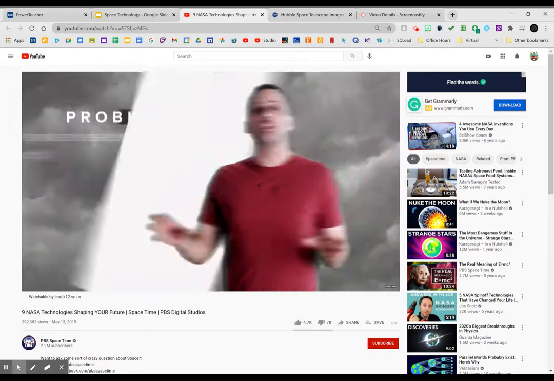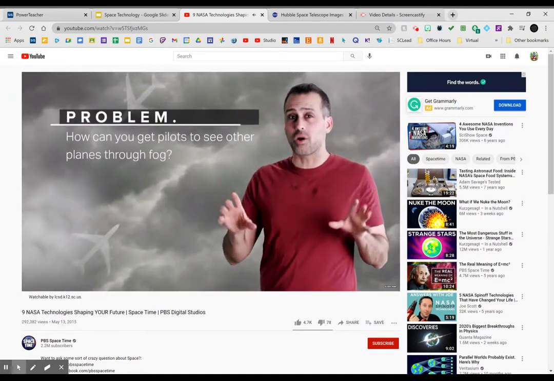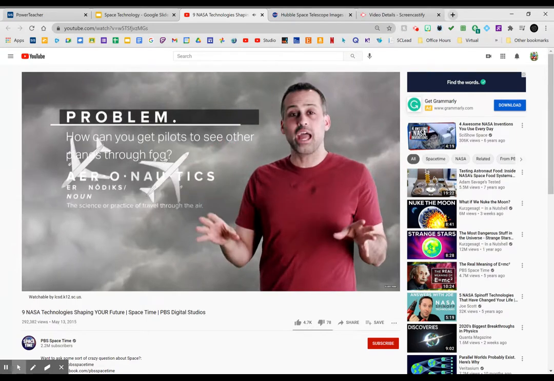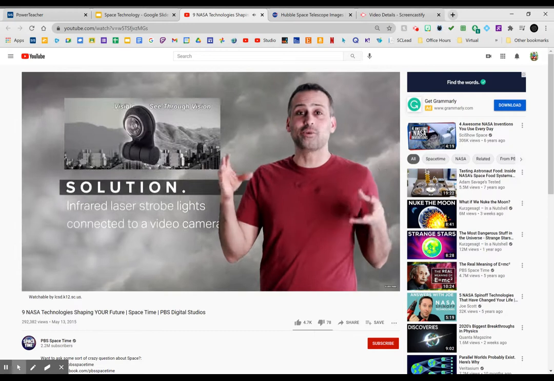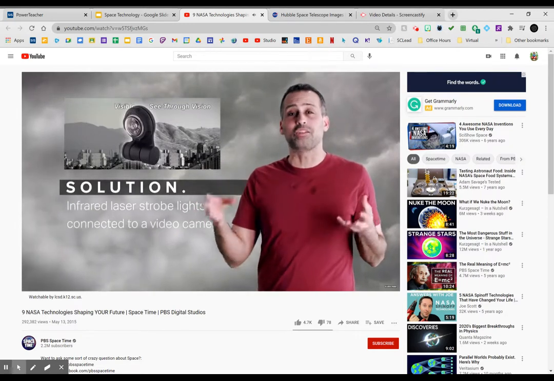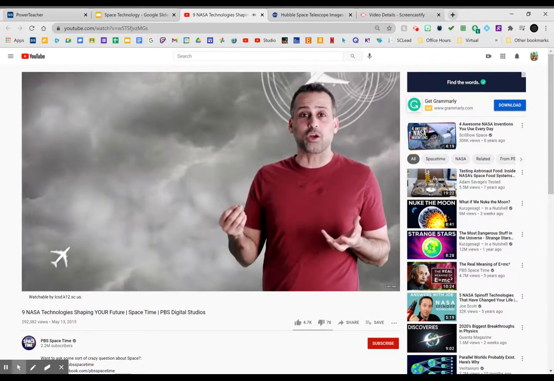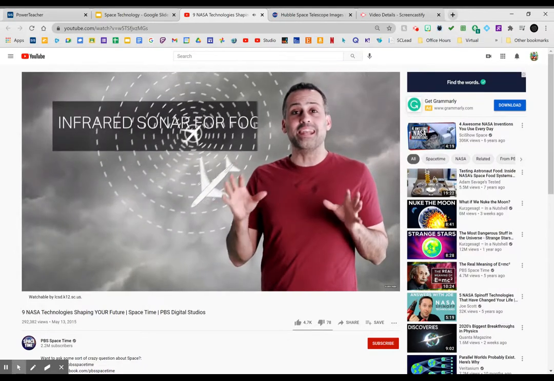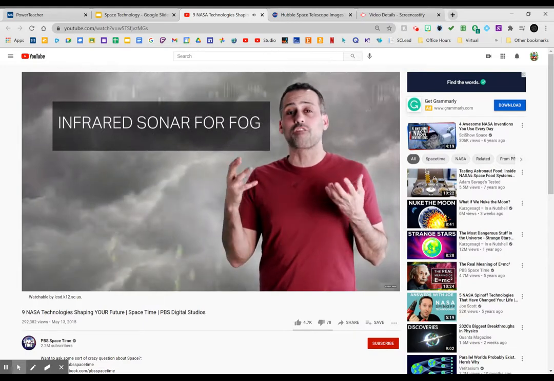Next problem. How can you get pilots to see other planes through fog? Yeah, pilots, remember, the A in NASA is aeronautics. Answer, infrared laser strobe lights connected to a video camera. See, fog is opaque to visible light, but somewhat transparent to infrared light. By timing the return time of the laser pulse echoes and using image rendering software, NASA-funded research has helped develop a kind of infrared sonar for fog.